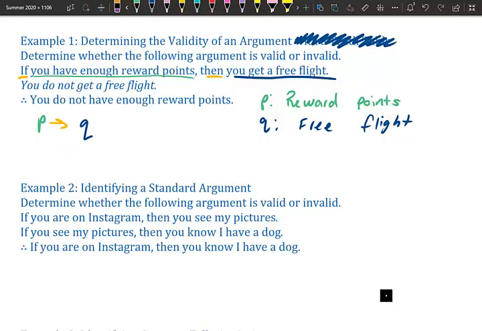So you do not get a free flight. Free flight is Q, but since it says not, we put the little squiggly. The therefore means the line. Then we have you do not have enough reward points. Reward points was P, but since we have not, we put the little squiggly. So we have P if then Q, negation Q, therefore negation P.